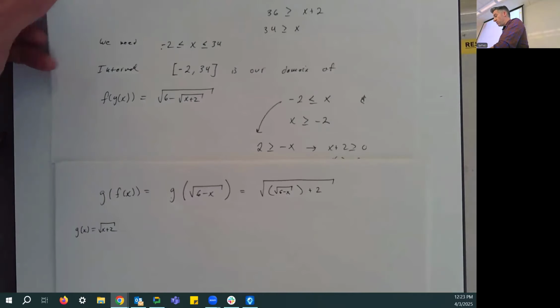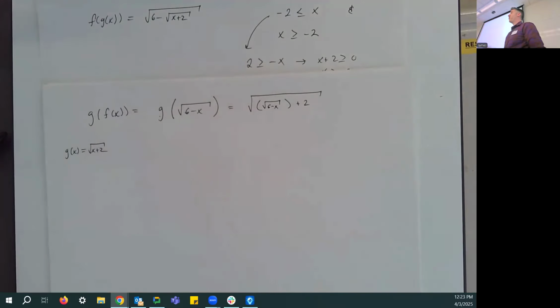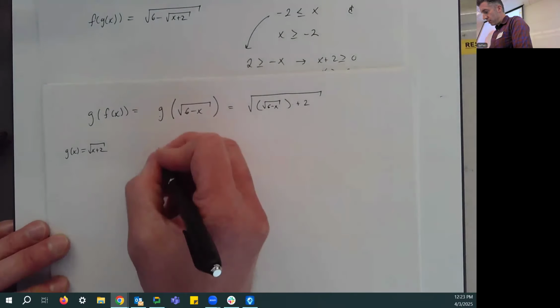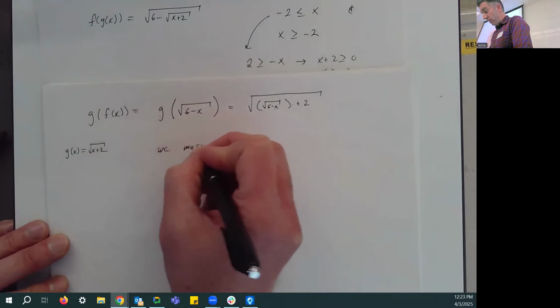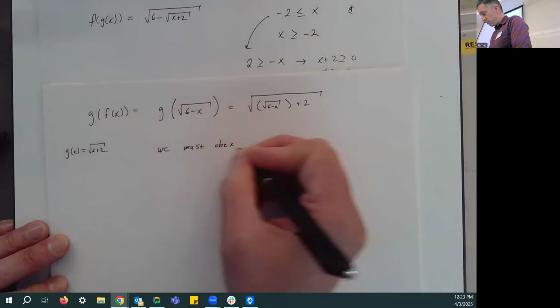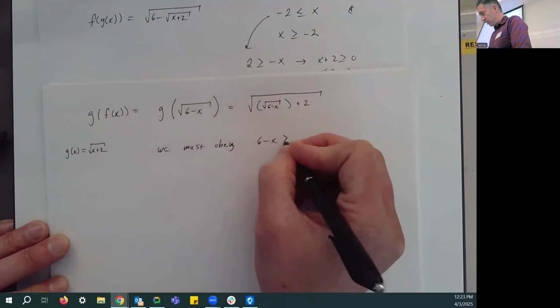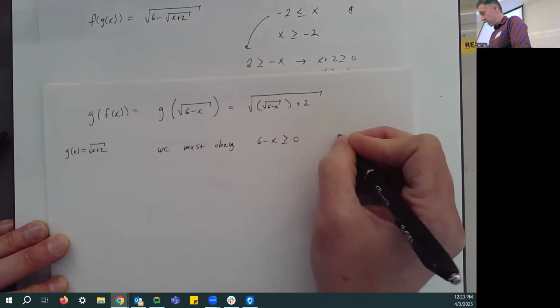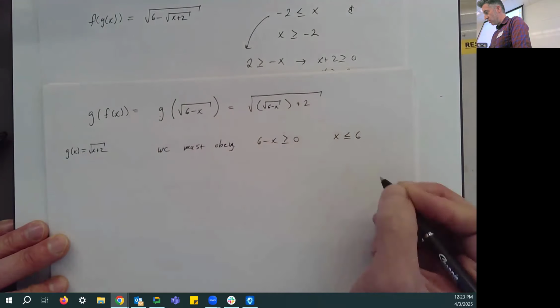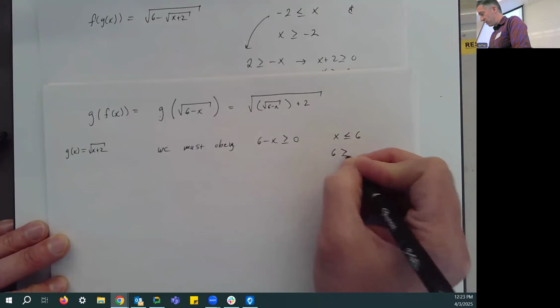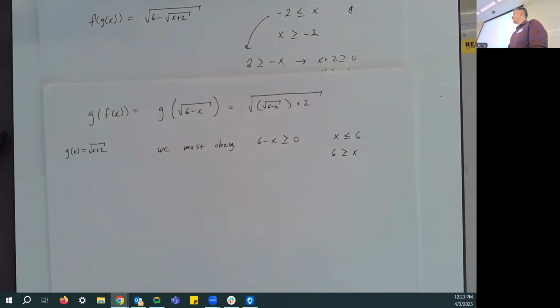Just like the previous composition, we have to obey the domain of the inside function. So we must obey that 6 minus x has to be bigger than or equal to 0. Or in other words, x is less than or equal to 6. Or if you prefer to write it as 6 is bigger than or equal to x, same thing. So x can't be any larger than 6. It has to be 6 or 5 or pi or -2 or whatever.